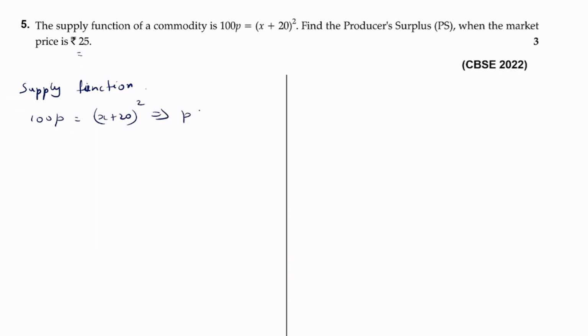So we usually write supply function as p equal to some function of x. So here p equal to x plus 20 the whole square upon 100. Now substituting p naught equal to rupees 25 in, let us take this as 1, in 1.